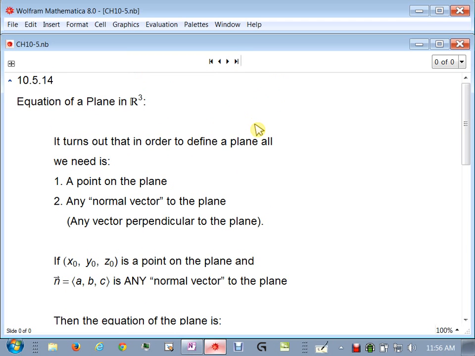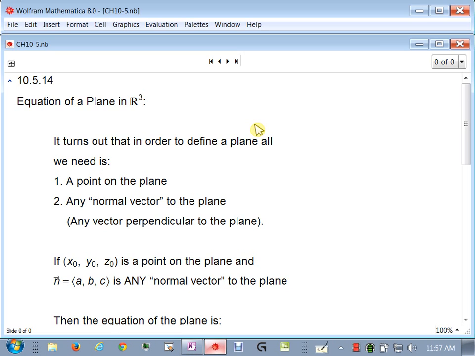So as it turns out, in three-dimensional space, if we want to define a plane, we need two things and only two things. We need a single point on the plane, and we need any normal vector to the plane. Of course, if you have 3 points, that defines a plane, doesn't it? 3 points define a plane. But what we want is just 1 point and a vector that is perpendicular to the plane.